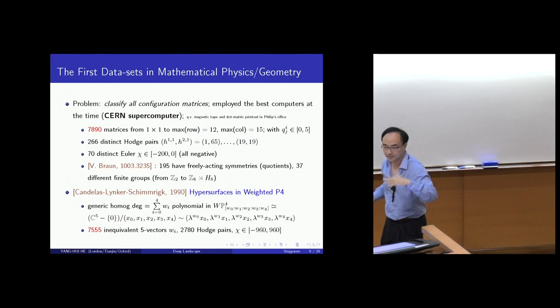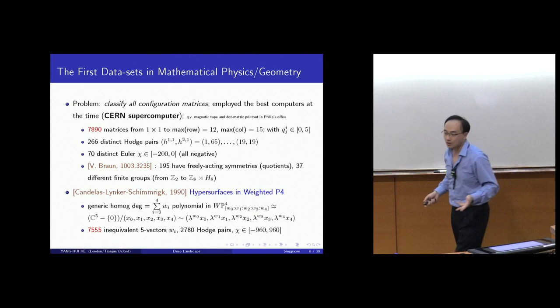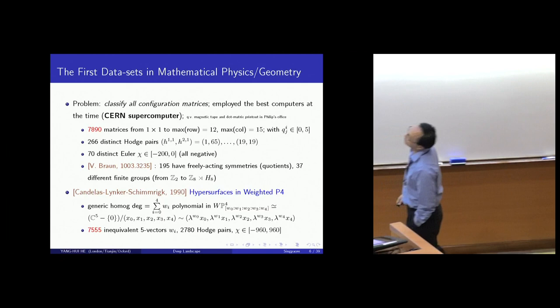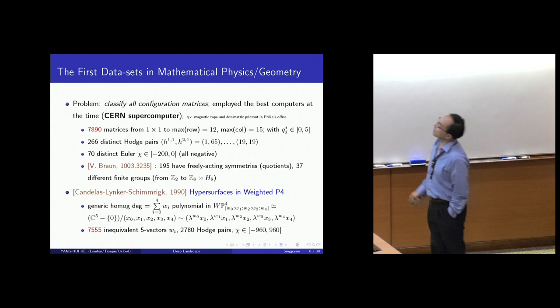So what they chose was, well, how else are you going to generalize CPN? You weight it. So they considered single hypersurfaces in weighted CP4, and then you do this classification. There are about 8,000 inequivalent weight vectors. So this now gives about 3,000 Hodge pairs, and it's a much more balanced data set.